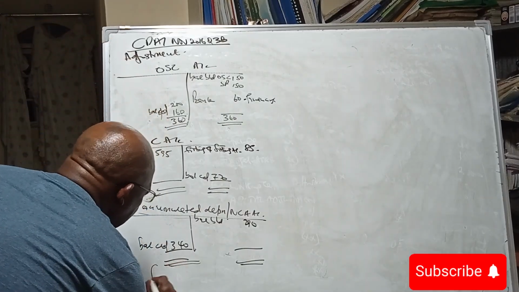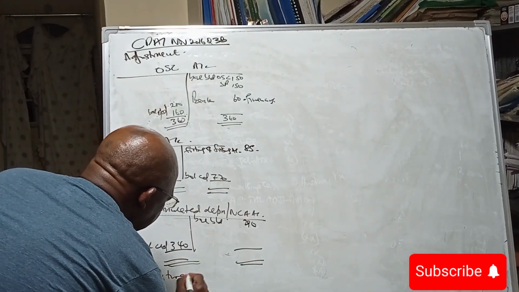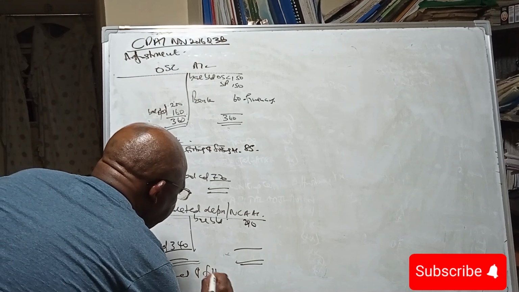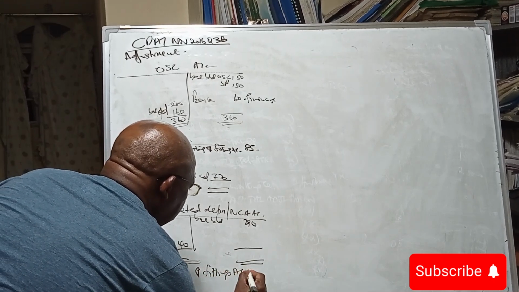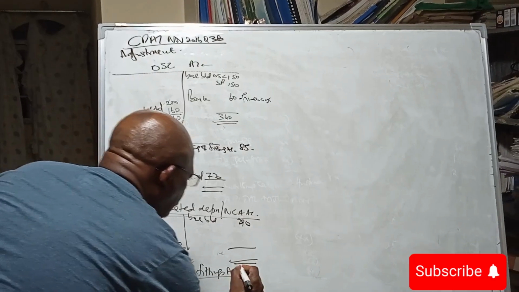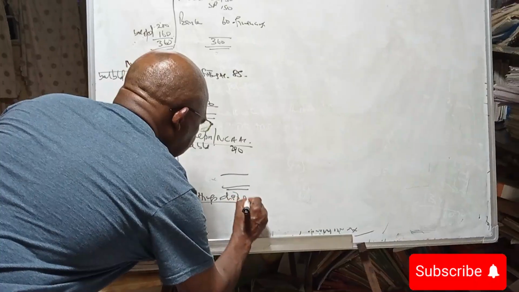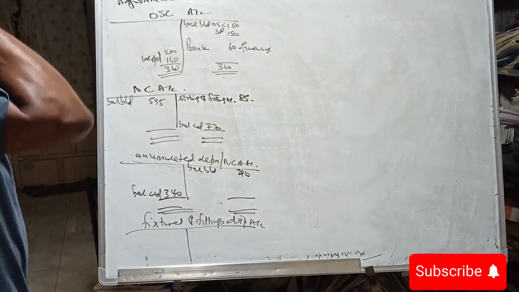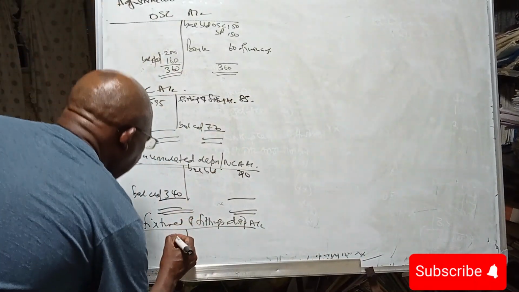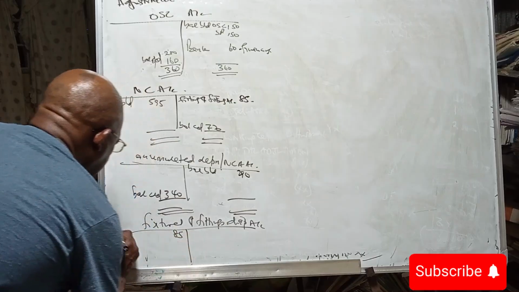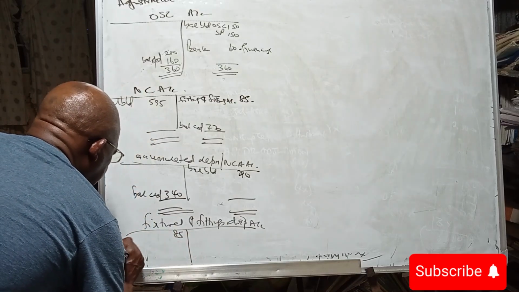And we come here and we say fixtures and fittings account. So we transfer to the disposal account, the fixtures and fittings disposal account. So we bring this to here, 85. It is coming from the fixtures and fittings account.